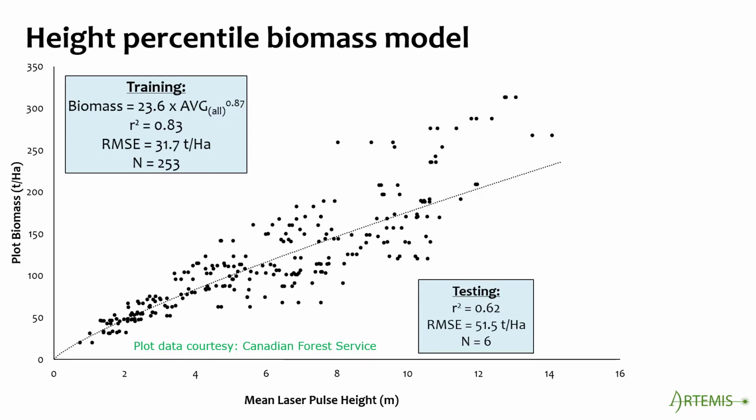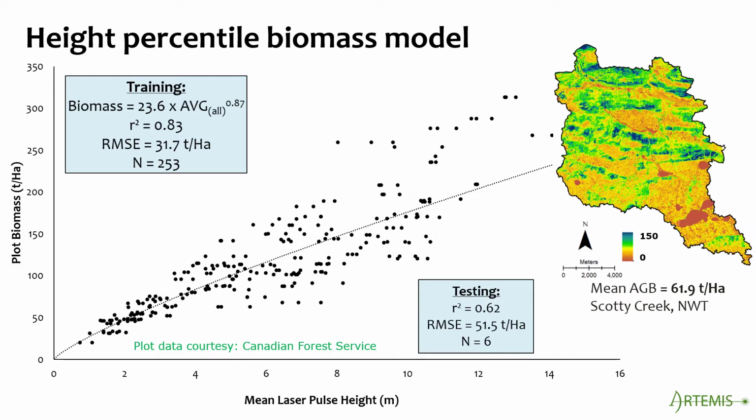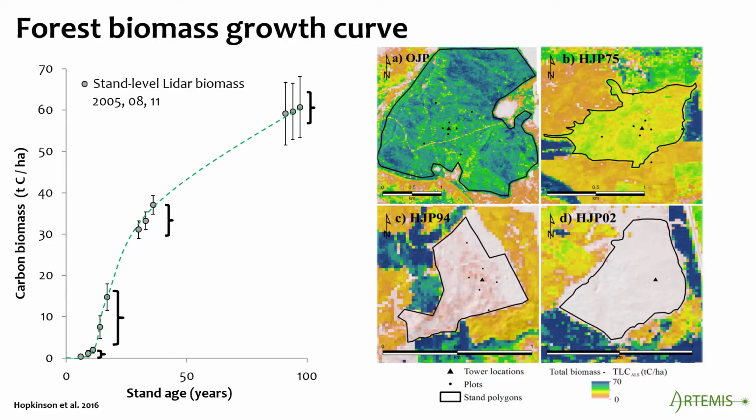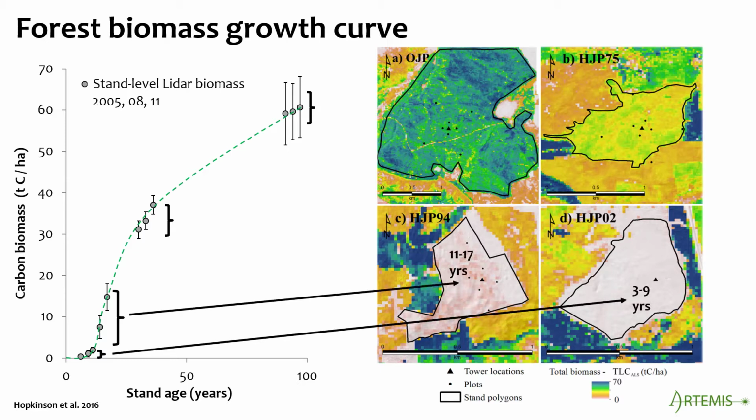Using field plot data, we can develop regression models against these point cloud metrics to predict a number of forest attributes, such as biomass, as you can see for an area of the Taiga Plains in the Northwest Territories. And if we have LiDAR time series data captured over naturally growing forest stands, then we can develop biomass growth curves, as we see here for the BERMS sites in Saskatchewan.